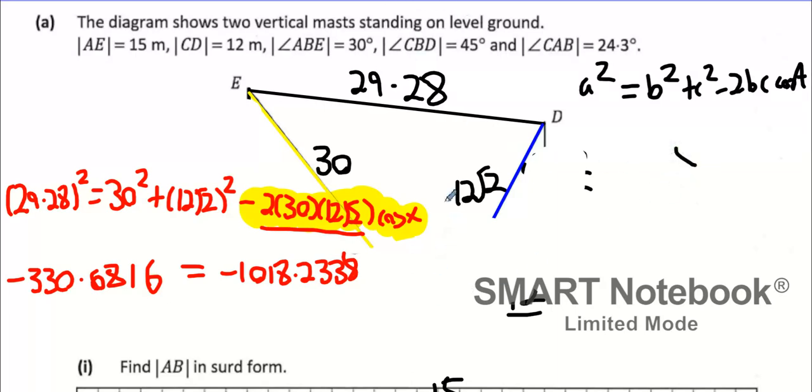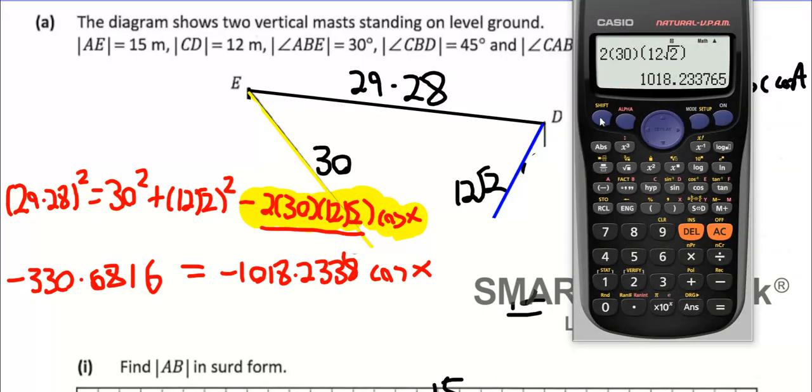All right, guys. Now, cos X, is it? Just divide, guys, and cos inverse your answer. So it's going to be shift cos inverse. They're both negative, so I can put them as both positive then. Doesn't affect anything.